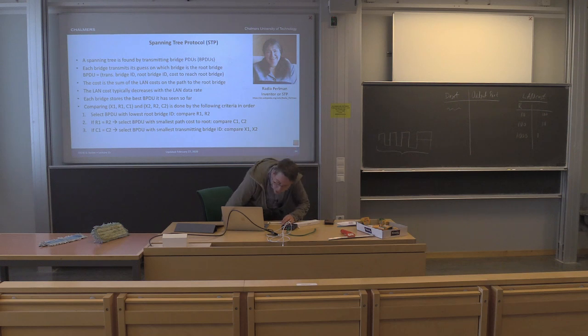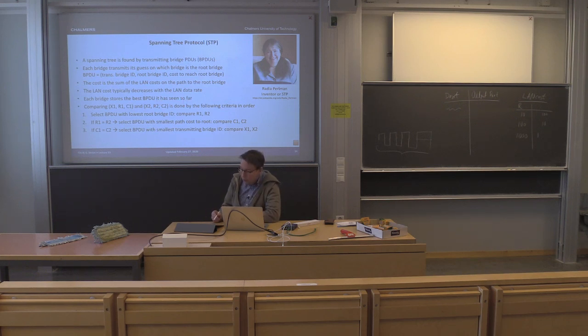Right? So that's the rationale behind this. But for simplicity now, let's just think of each LAN having the same data rate. So then the cost of going over a LAN is the same. One LAN costs 1, 2 LANs cost 2, 3 LANs cost 3, and so forth. Okay. So each of the bridges then stores the best bridge PDU it has seen so far.